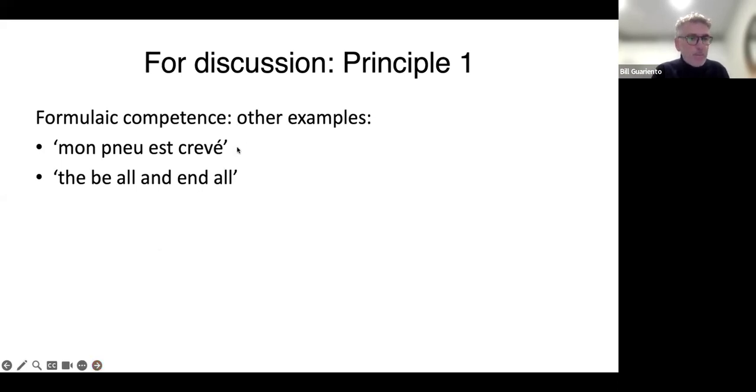So we could talk about this in principle number one, about chunks. Some other examples for me: in French, I tried to learn French. My French is a disaster. I'm a terrible language learner, really, but I know how to say mon pneu est crevé, which means my tire has burst. So in that situation, I will feel very confident, but I don't understand French. I just have this formulaic chunk, which could be useful for me.